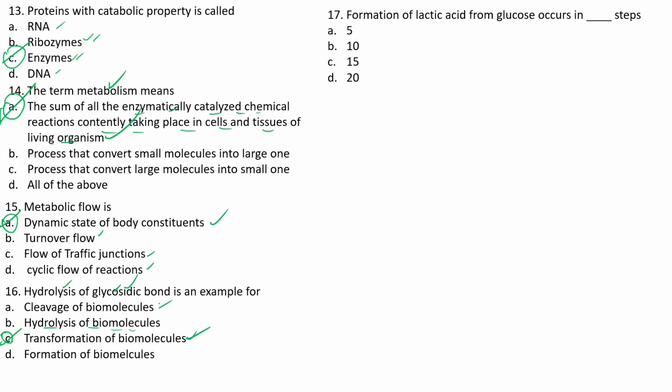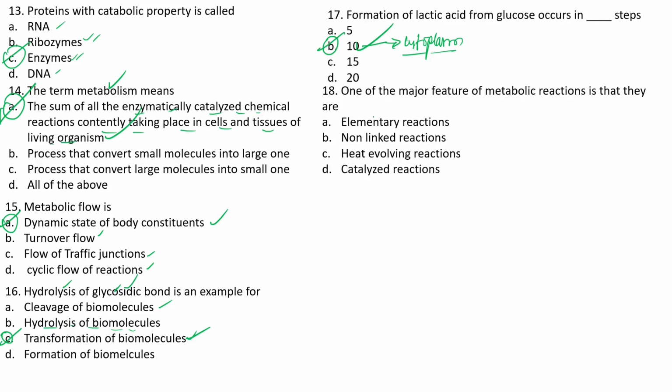The next one: formation of lactic acid from the glucose occurs in a dash steps. We all know it is how many steps? It is the 10-step reactions. These 10-step reactions mainly occur in the cytoplasm. All of these reactions occur in the cytoplasm. Yes, so these reactions are actually called glycolysis, as we discussed a moment ago.